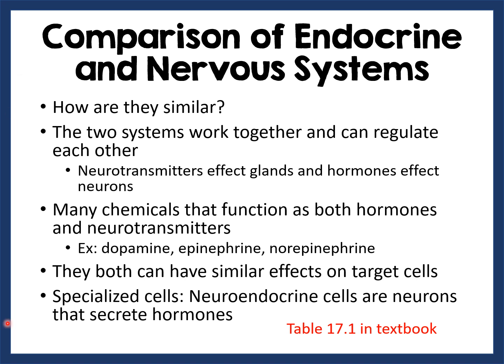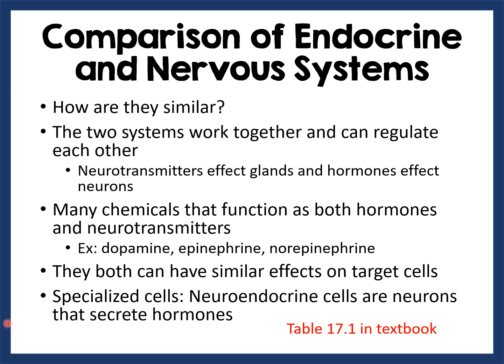Many chemicals within the nervous system and the endocrine system function as both hormones and neurotransmitters. So for example, dopamine and epinephrine or norepinephrine are both hormones and neurotransmitters found in both systems. They can also have similar effects on their target cells.